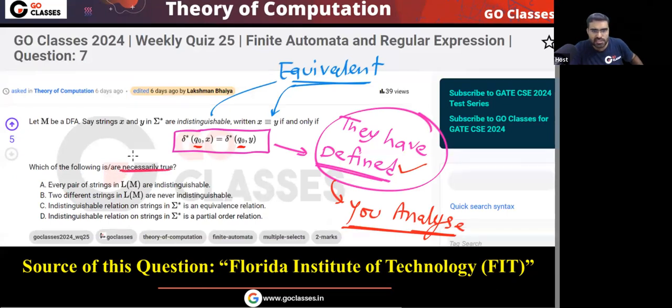The question is asking what is necessarily true. The first option is: every pair of strings in L(M) are indistinguishable.